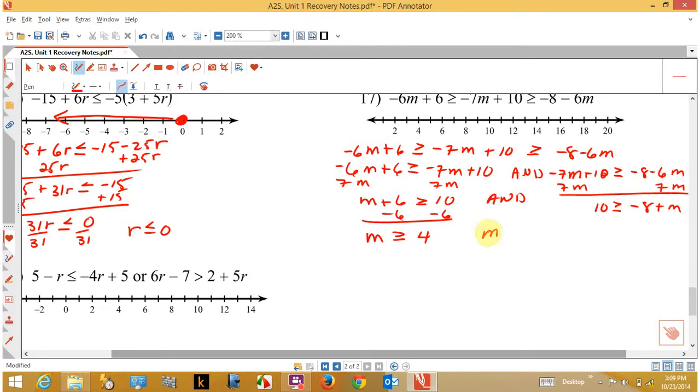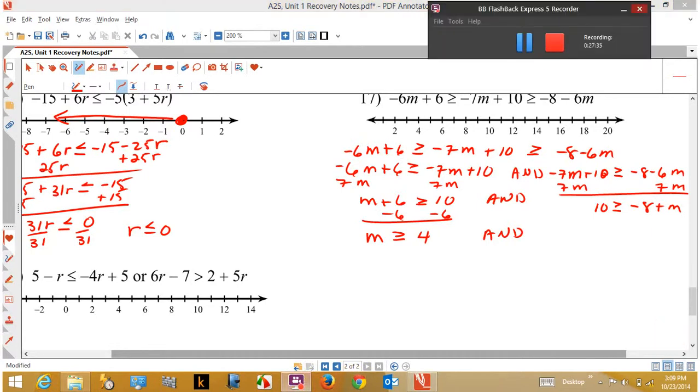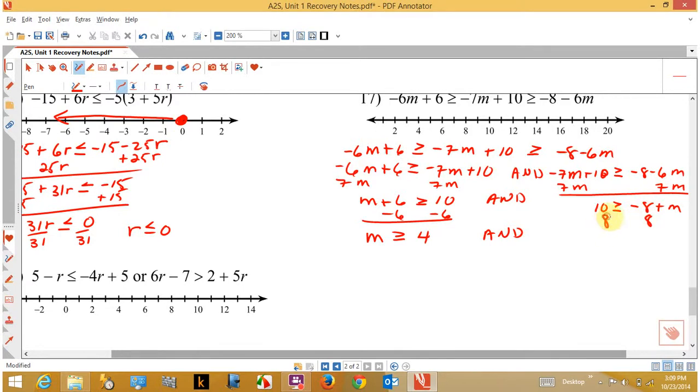and over here I'm going to add 8 to both sides. And I have 18 is greater than or equal to m. So m is less than or equal to 18. So let's go ahead and plot those.